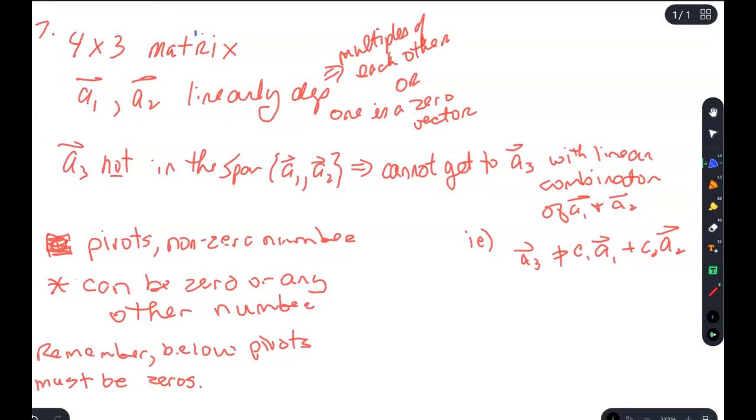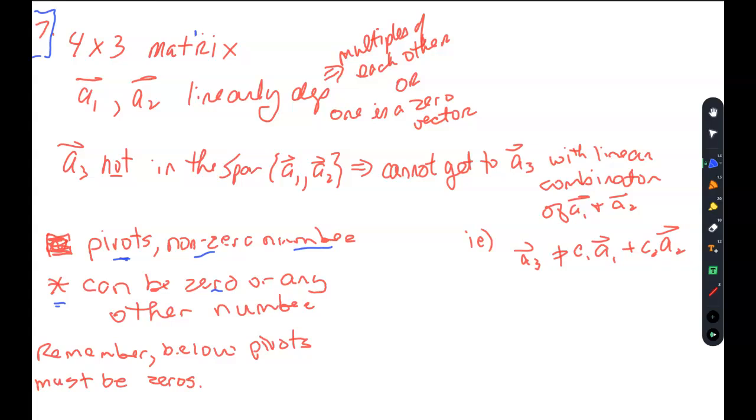So I wanted to talk about test question number 7, because creating matrices with squares and stars is challenging. Okay, so remember, squares are what we use for pivots, and they're non-zero numbers. They can be all kinds of numbers but not zero. Stars can be zeros or any other number. And remember that below pivots you have to have zeros.